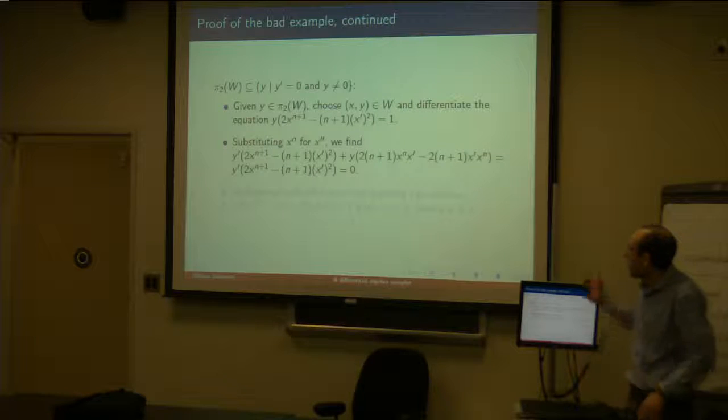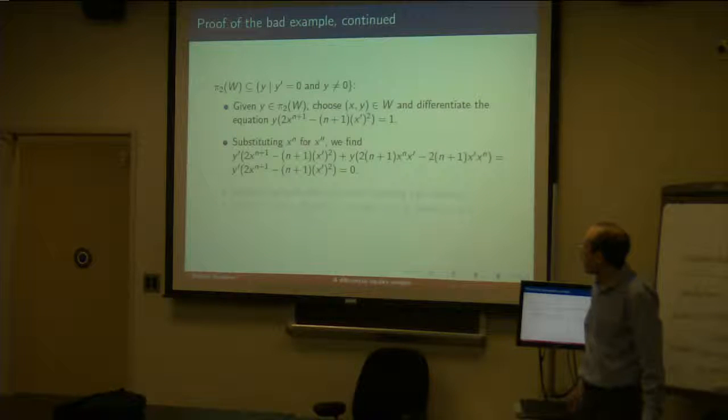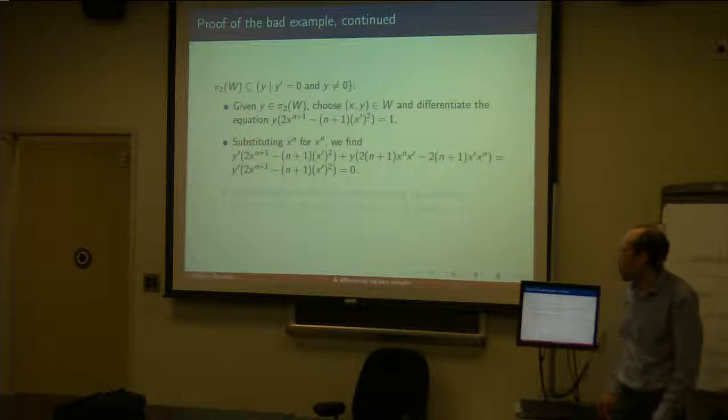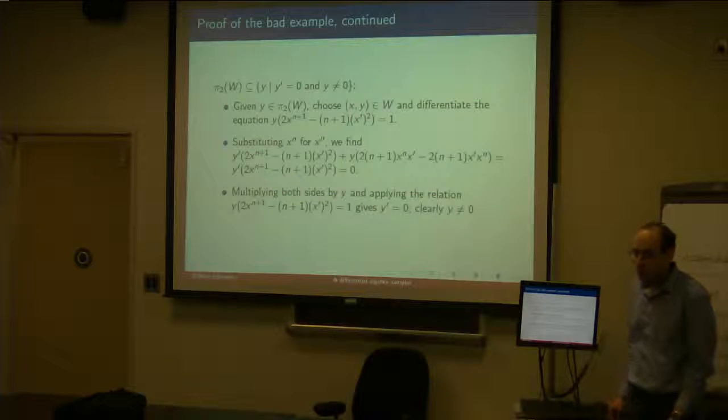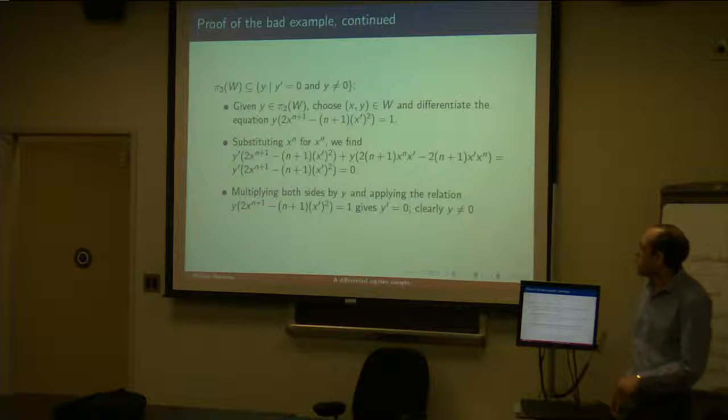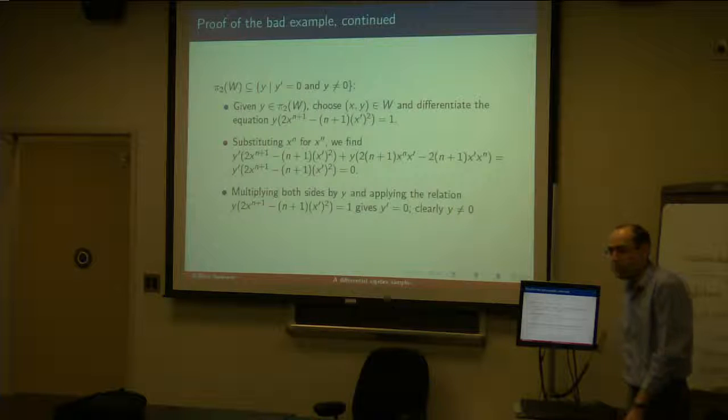So again, from that first relation, that second factor is not equal to 0, so y prime must be 0. And clearly it's not 0 because of that special 1. So the image is contained in the constants and not equal to 0.